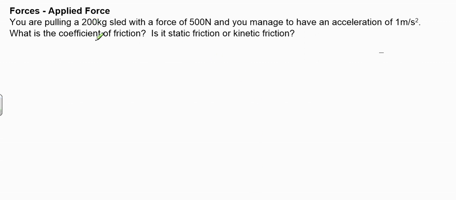So you're pulling a 200 kilogram sled with a force of 500 newtons and you manage to have an acceleration of 1 meter per second squared. What is the coefficient of friction, and is it static friction or kinetic friction?